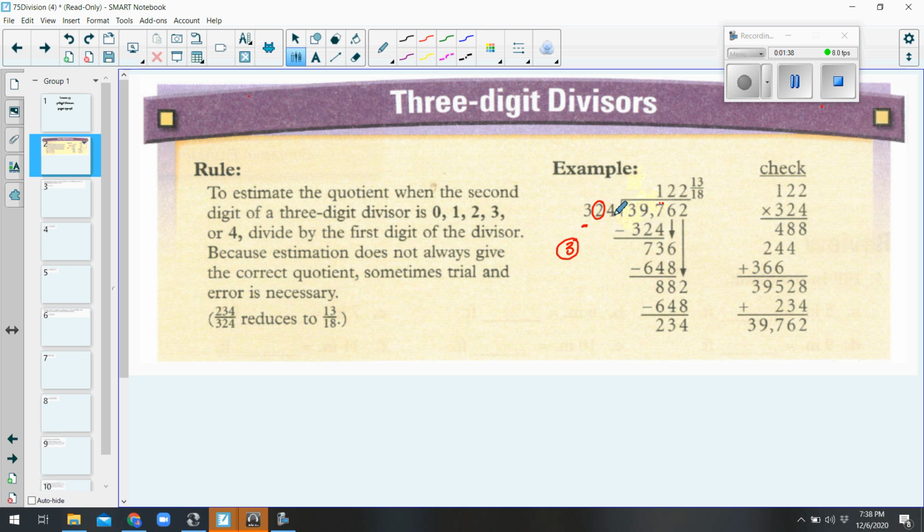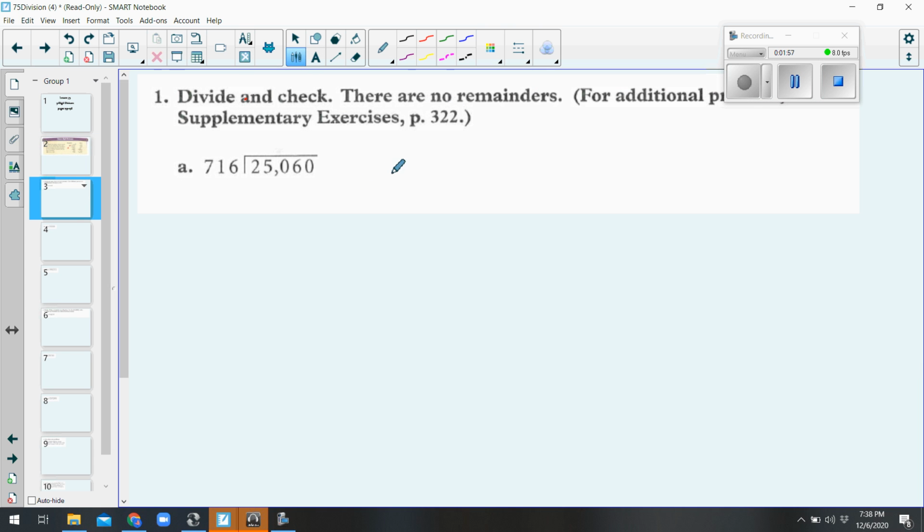So the rule is look at your second digit of your divisor. If it is less than 5, you're going to keep this first number in your three-digit divisor to use as your guessing or your estimating number. So let's look at part 1. Problem 1A. The directions for this section are divide and check.